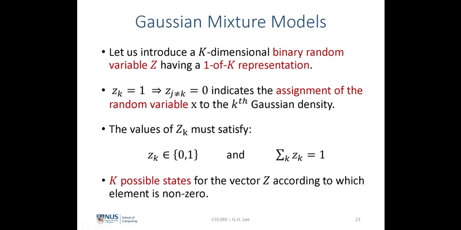So let us further introduce a k-dimensional binary random variable z, which I have already spoken about in the earlier slides. This random variable z will have a 1-out-of-k representation. This means that each one of these z is actually a vector z1 all the way to zk, and every element in the vector z takes 0 or 1, which we denote with this notation. zk means the kth element has to be either 0 or 1.